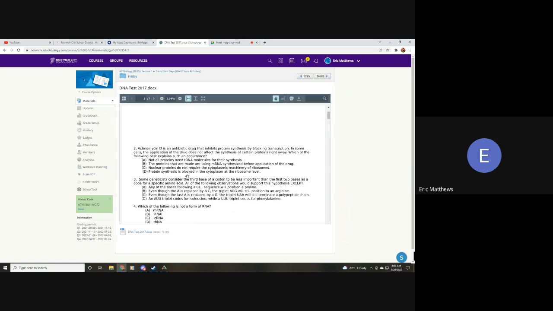So, just as an example, actinomycin D is an antibiotic drug that inhibits protein synthesis by blocking transcription. In some cells, the application of the drug does not affect the synthesis of certain proteins right away. Which of the following best explains such an occurrence? So it does affect them, but not right away. Words are important.